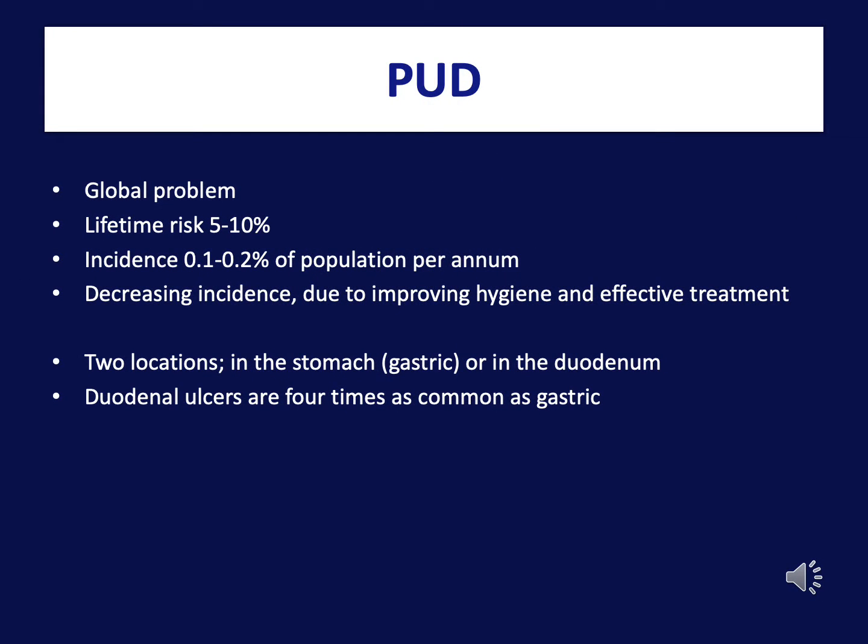So, peptic ulcer disease is a global problem. The epidemiology is written down here. It occurs in two locations: gastric ulcers in the stomach and duodenal ulcers. Duodenal ulcers are 4 times as common as gastric ulcers.